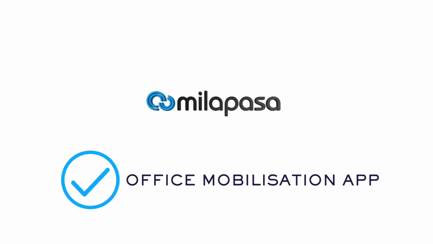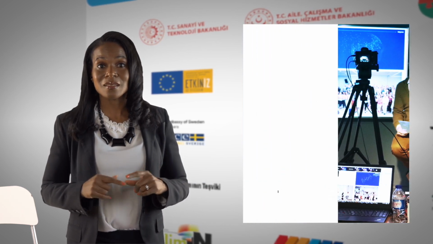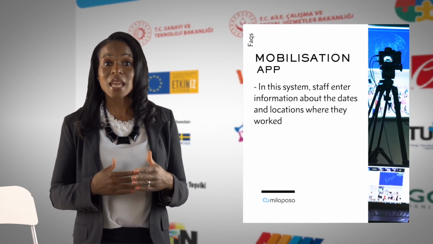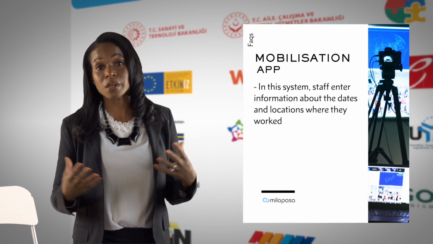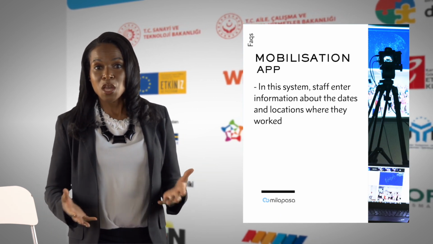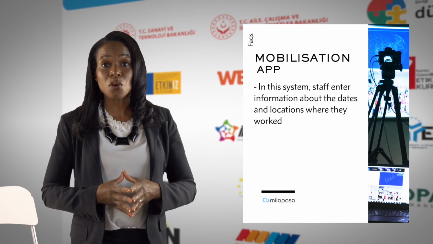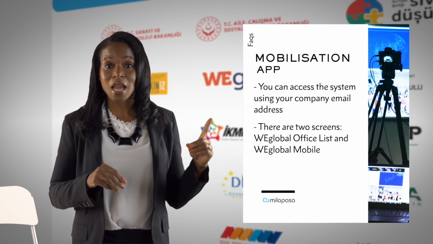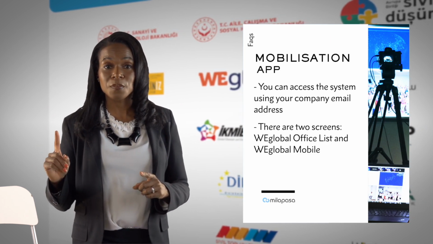The Office Mobilization mobile app. In this system, staff enter information on which date and in which office they actually worked. You can access the system using your company email address. There are two screens, the WEglobal Office List and the WEglobal Mobile.